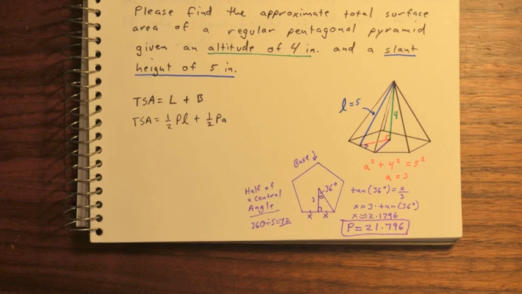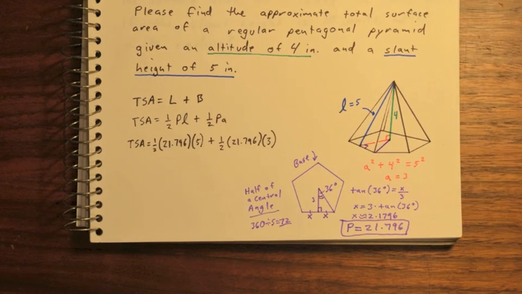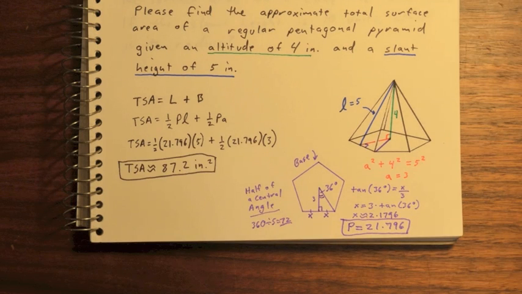And so now we have the information we need for the area formula. We know the apothem, that's 3. The perimeter, we just calculated in purple there. And the slant height is given. That's the segment we showed in blue. So total surface area should be about 87.2 square inches.